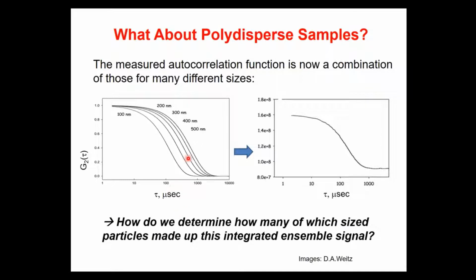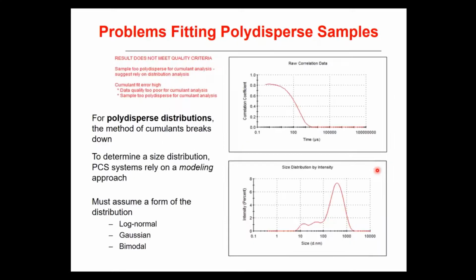In the real world, you may, of course, have samples that are composed of a number of different sized particles. And in that sample, if we measure the decay constant, we'll find that each particle size has a characteristic decay constant. What we measure is the combination of these different exponential decays. It's worth noting that the sum of exponentials is not an exponential, and so this overall integrated signal cannot be modeled strictly with just an exponential decay. The method of cumulants is going to break down.